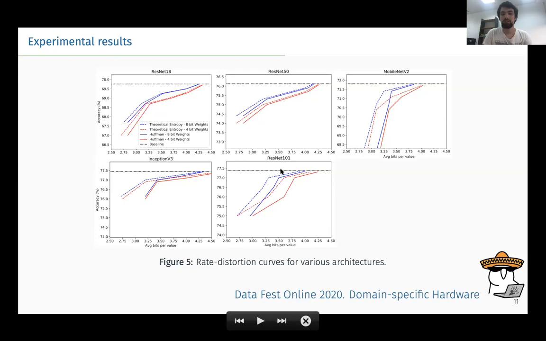And as you can see, at least in case of ResNet, we can reduce entropy while losing only 0.5% or 1% of the weights. We can achieve significant improvements in compression of activations. Obviously, in case of MobileNet, which is much harder to compress, we get less benefit, but we still can improve rate at least a bit.